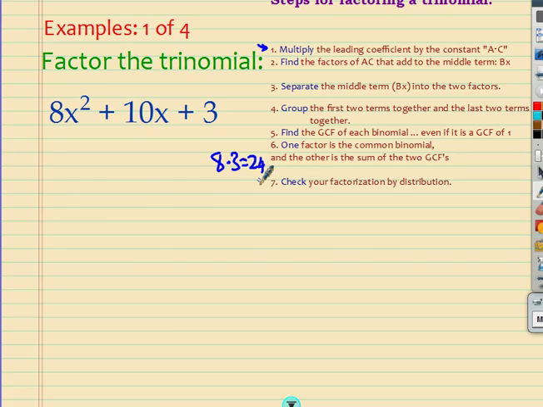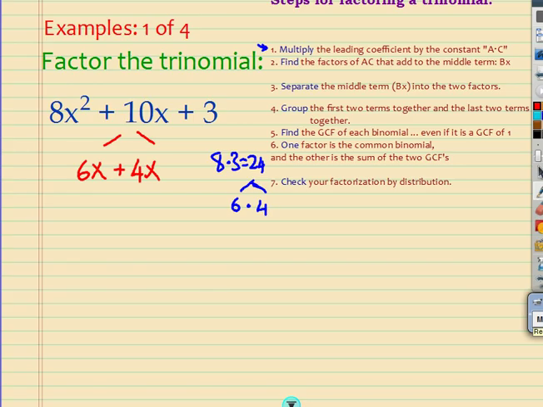After multiplying them together, we are going to find factors of 24 that could add up to the middle term. Our middle term is 10. Factors of 24 that could add up to 10 are 6 and 4. So I know this is going to be 6 times 4. Those numbers tell us how to split this middle term. We're going to split the middle term into a 6x and a 4x. We got these 6 and 4 from the factors of 24.